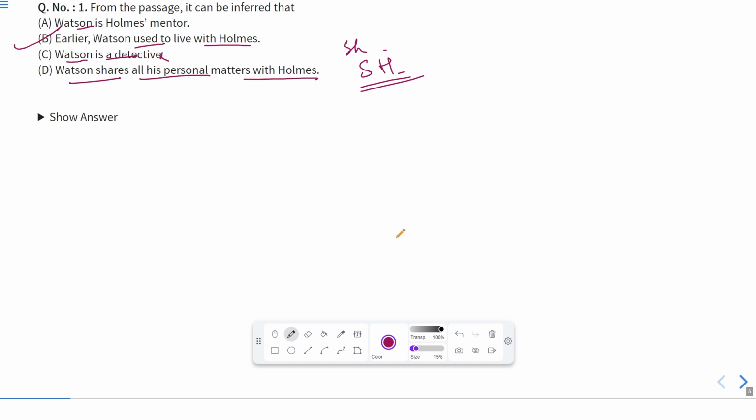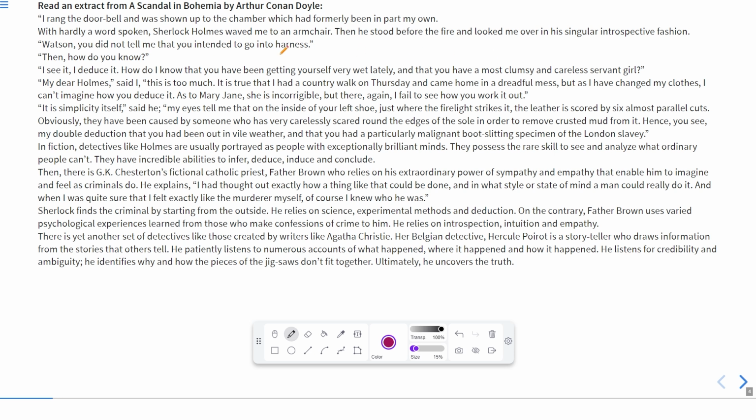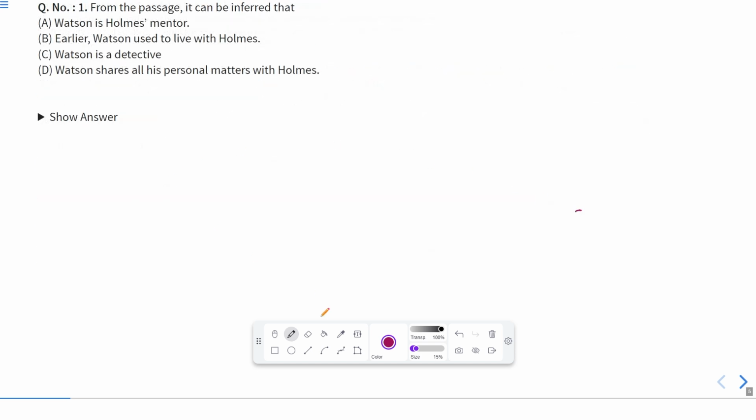Shares all his personal matters with Holmes. No, as you can see the lines here, it has been said that he has worked it out. It means he does not share anything, because what had happened exactly he did not tell him. Okay, so according to this the correct answer will be B, that is, earlier Watson used to live with Holmes.